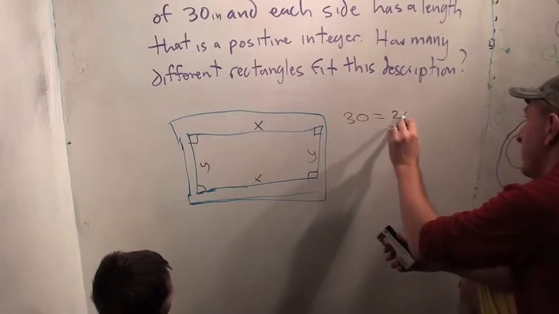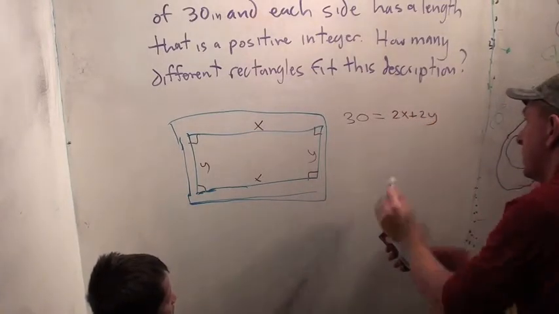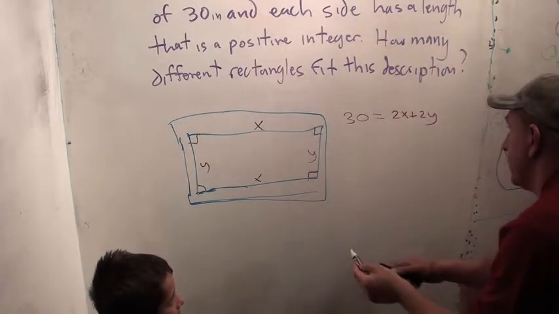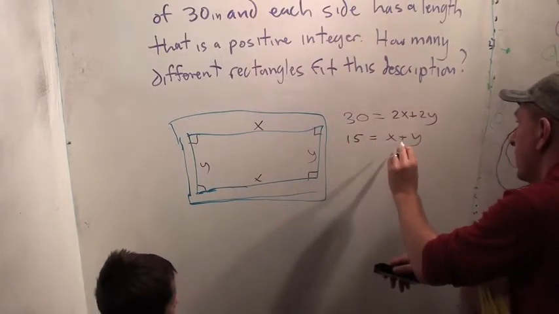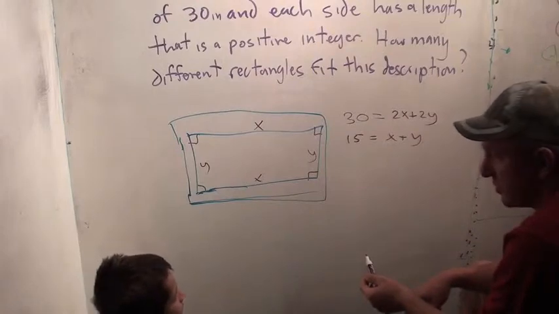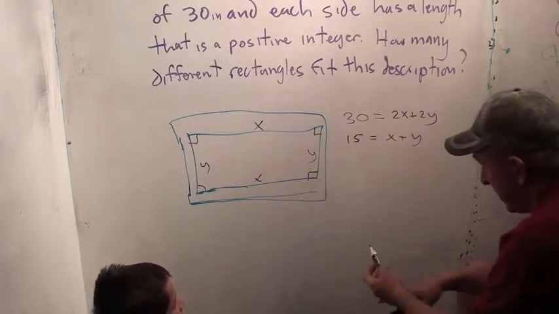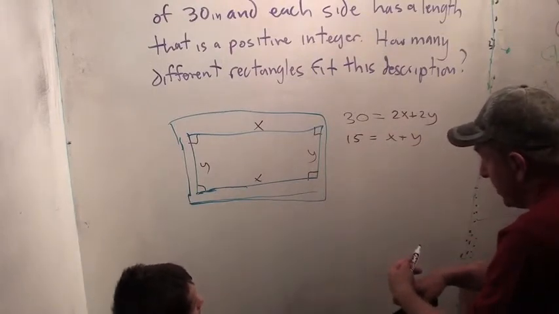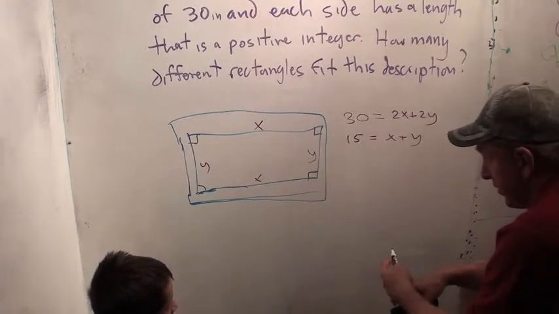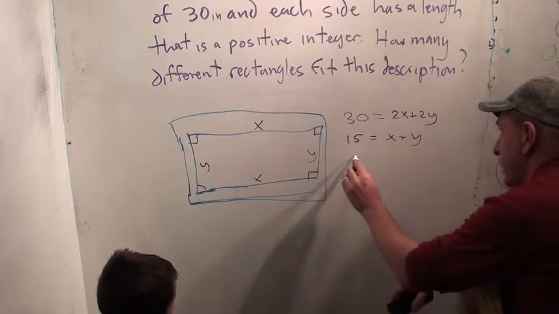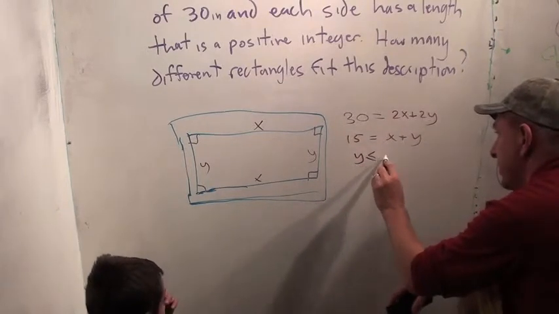Right, 2x plus 2y. Well, x plus y could equal 15. Okay, that's very good. So that means x plus y equals 15. We know x and y are positive integers, so we want to figure out how many different solutions there are to this equation. We know something else, by the way, don't we? The way you've drawn it, we know that y is less than or equal to x.